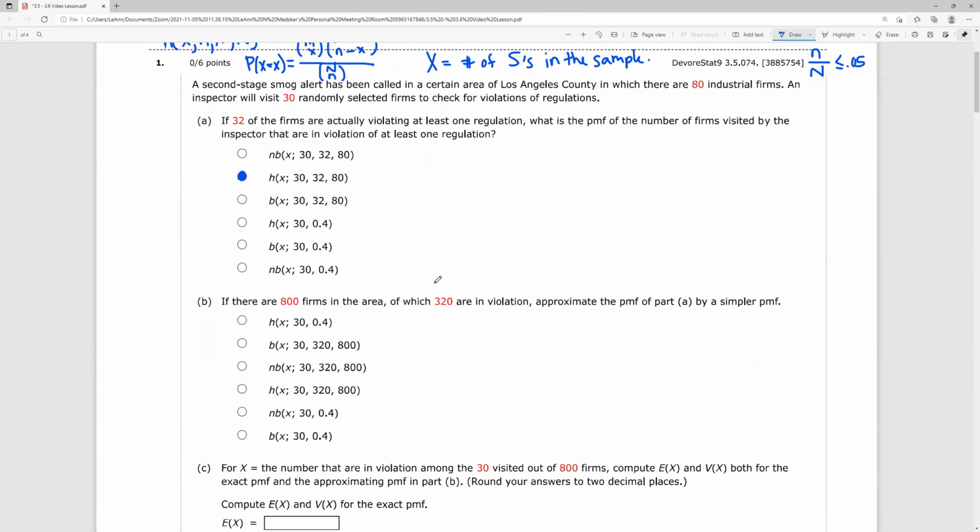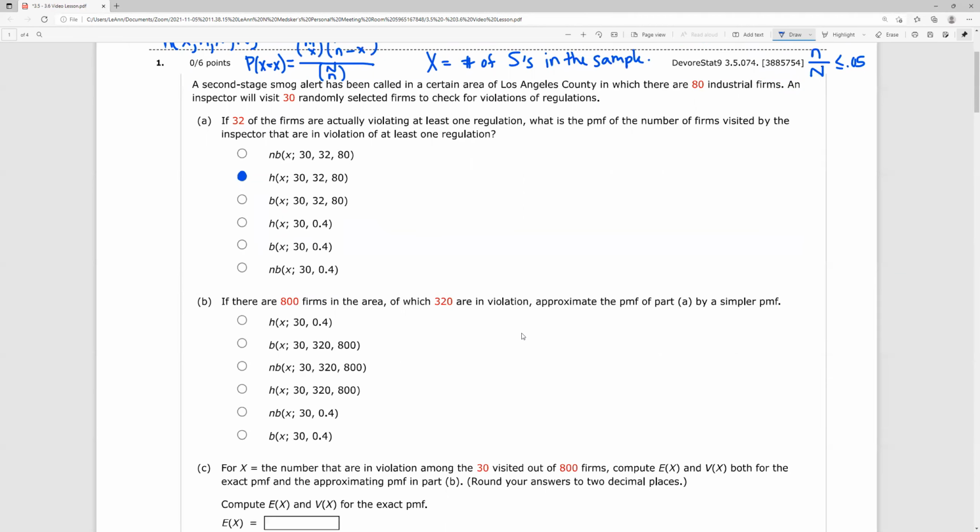Now for the second part, we're going to do a simpler PMF is what it says. So in other words, they're saying maybe we can use the binomial distribution to approximate here. So to check this, notice they've increased this quite a bit. Now they said there are 800 firms in the area in which 320 are in violation.